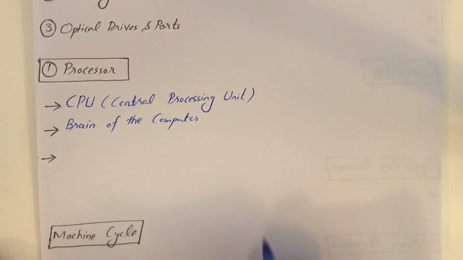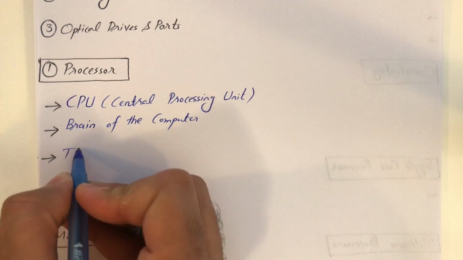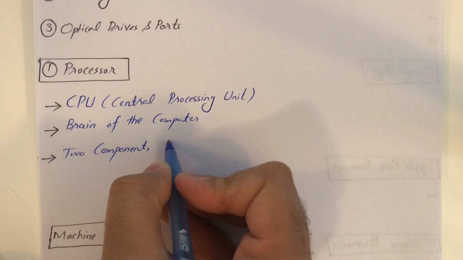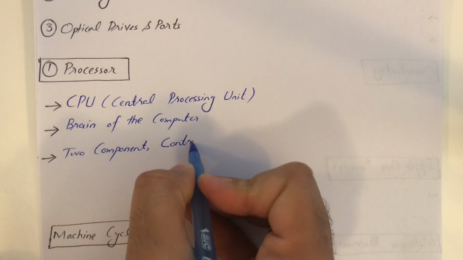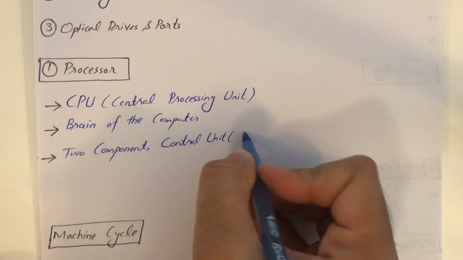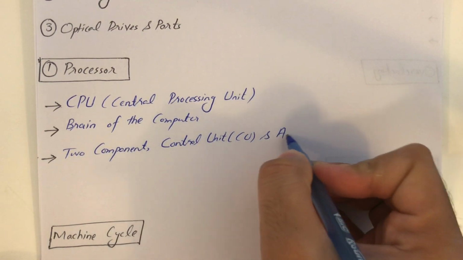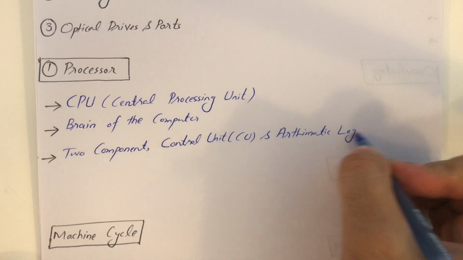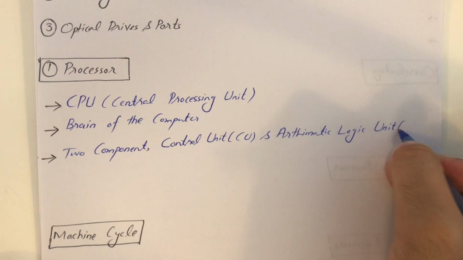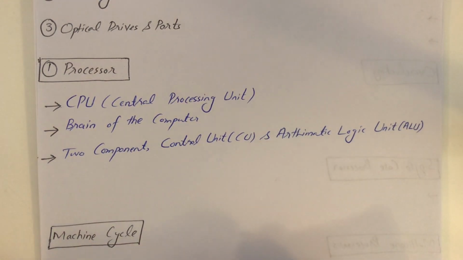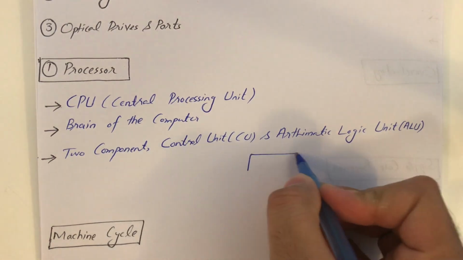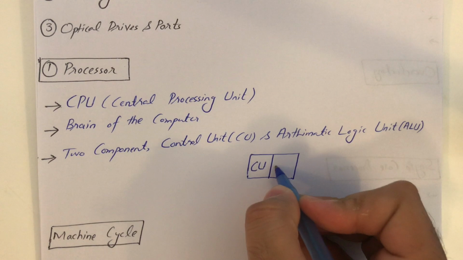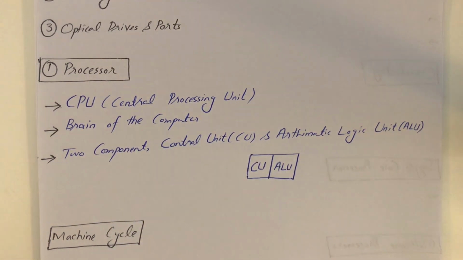CPU mainly has two components. One is called control unit, CU. CU is the abbreviation, and second is arithmetic logic unit, ALU. ALU is the short form. So basically, if you see CPU, let's say this is your CPU chip. So CPU has two main components. One is control unit, second is ALU, arithmetic logic unit.